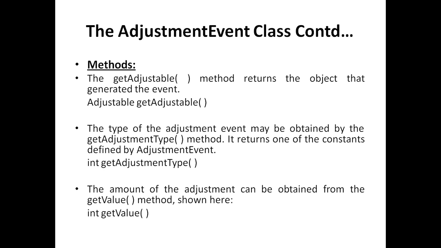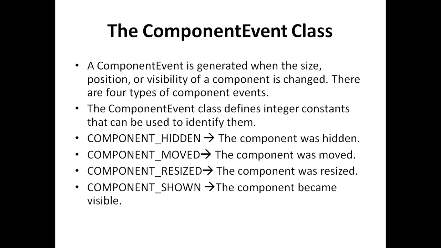Then the methods, getAdjustable method returns the object that generated the event. getAdjustmentType: the type of adjustment event may be obtained by using this method. It returns one of the constants defined by AdjustmentEvent. Then getValue. The amount of the adjustment can be obtained by the getValue method.